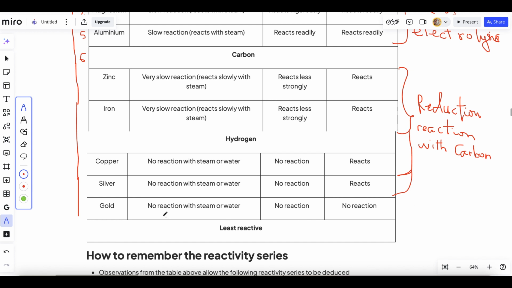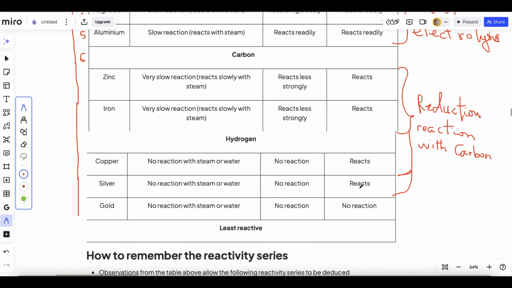That's why when you react it with steam, nothing happens. No reaction with steam, no reaction with water. But why can silver react? Because silver can react with oxygen to form silver oxide, but it doesn't react with acid. Silver does not react with acid and does not react with water or steam, but it can react with air.